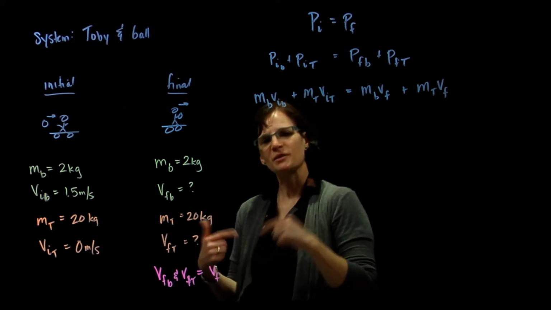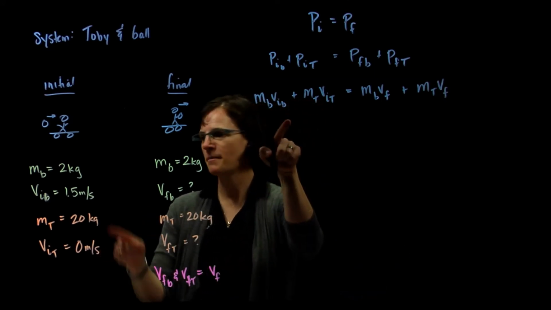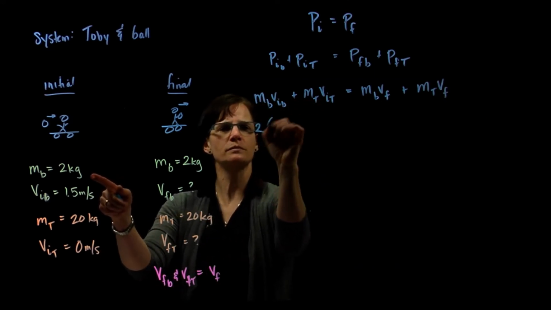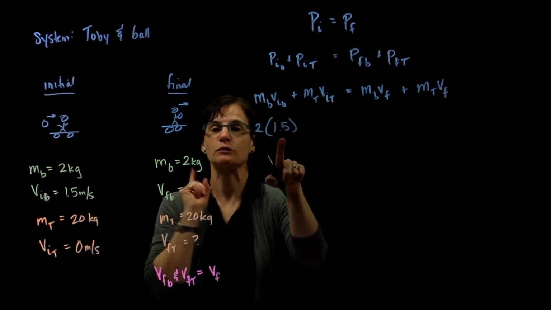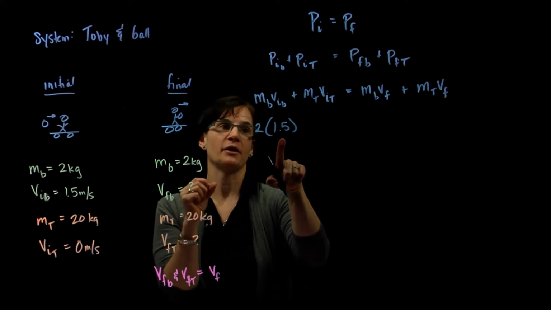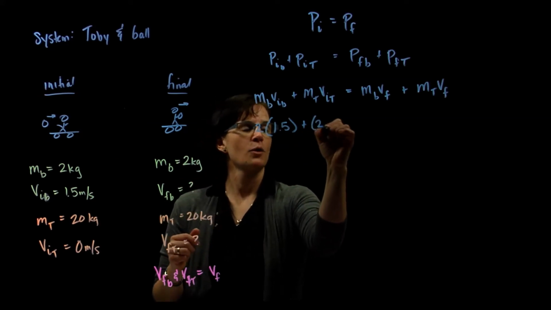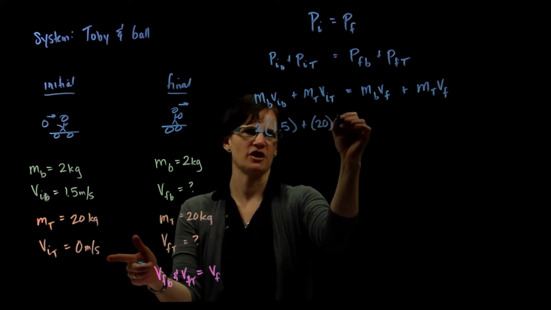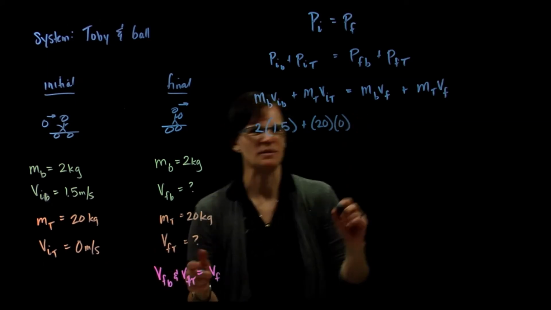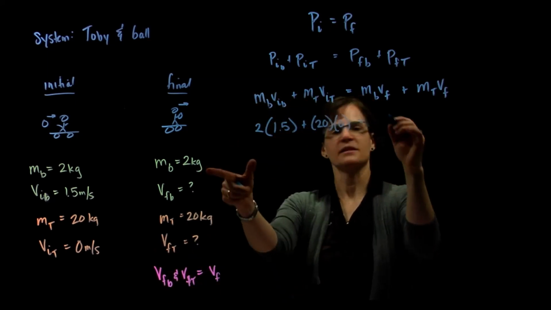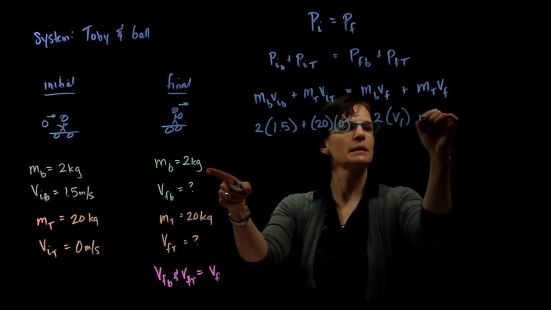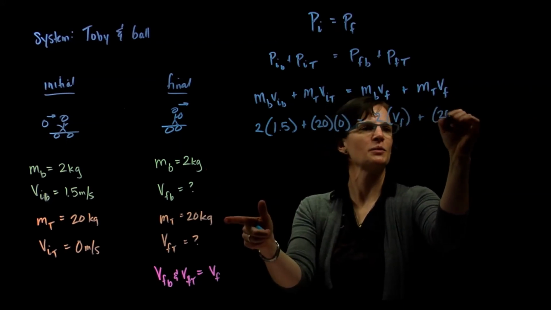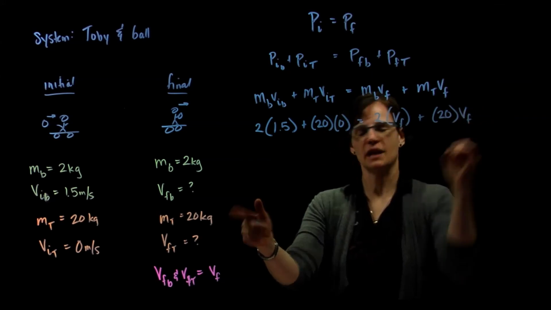All right, so now let's start to look at those variables. The mass of the ball is 2 times 1.5, and we're saying he's to the right, so it's positive. Remember, with momentum, direction matters. Plus the mass of Toby, which is 20, but he's stationary. So that's nice. That term's going to go away. The mass of the ball still is 2, V final. We don't know what it is. Plus the mass of Toby, which is 20, also times that V final.